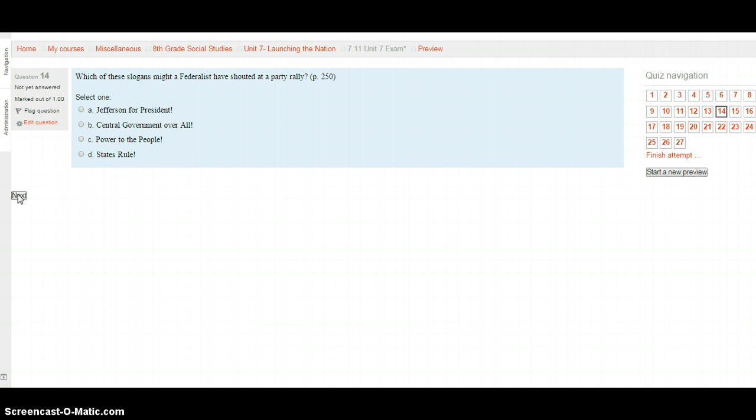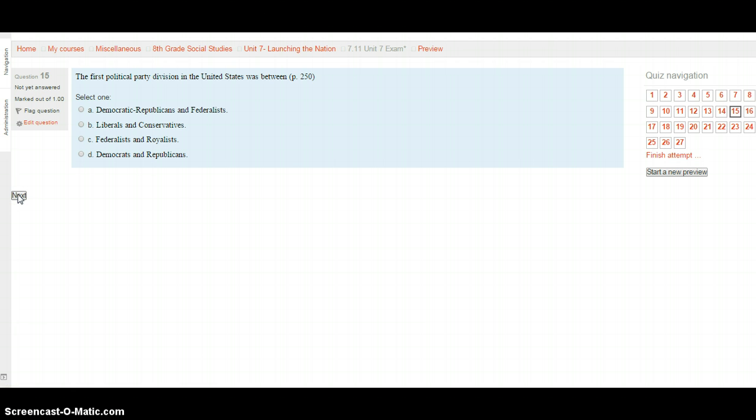Question 14. Which of these slogans might a Federalist have shouted at a party rally? Page 250. A. Jefferson for President. B. Central Government for All. C. Power to the People. Or D. States Rule. So go to page 250, find out a little more about the Federalists, select your choice, and hit Next when you're ready.